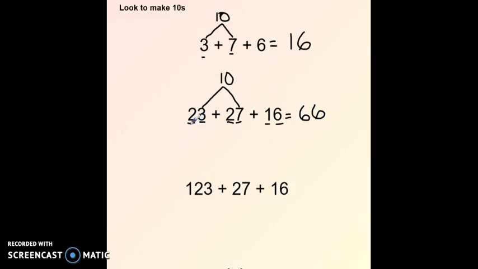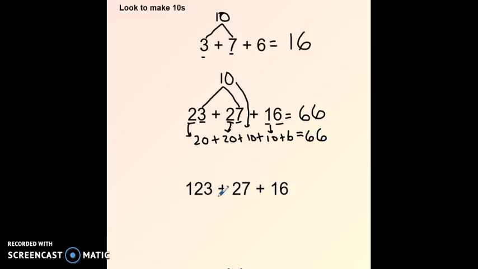So let me do that one more time. So here, remember, is 20 plus this 20 plus my 10 plus this 10 plus the 6. So 20, 40, 50, 60, 66.